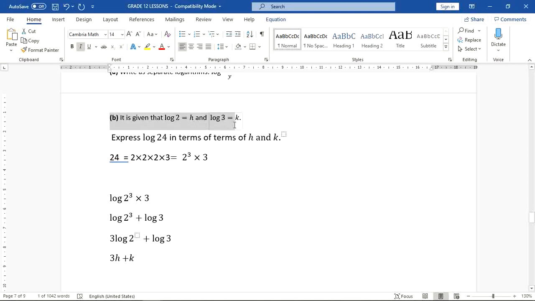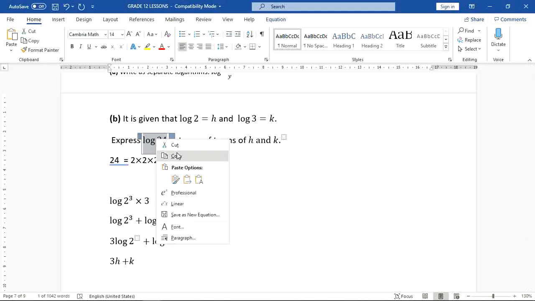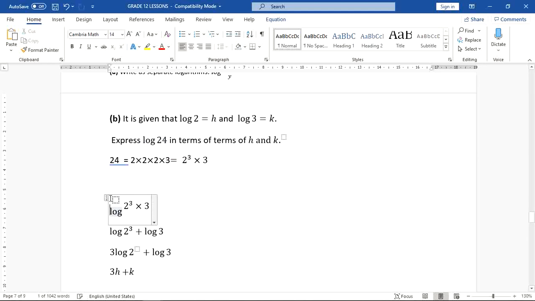We are told that log 2 base 10 is equal to h, and log 3 base 10 is equal to k. And then we are told to express log 24 base 10 in terms of h and k. So we needed to figure out that 24 can be written in expanded notation and then in index notation. So maybe I should copy this here so that you can clearly see what I have done.